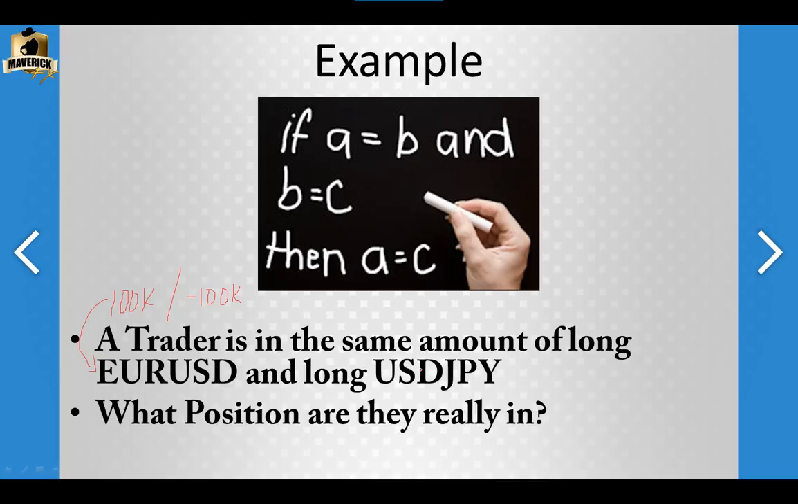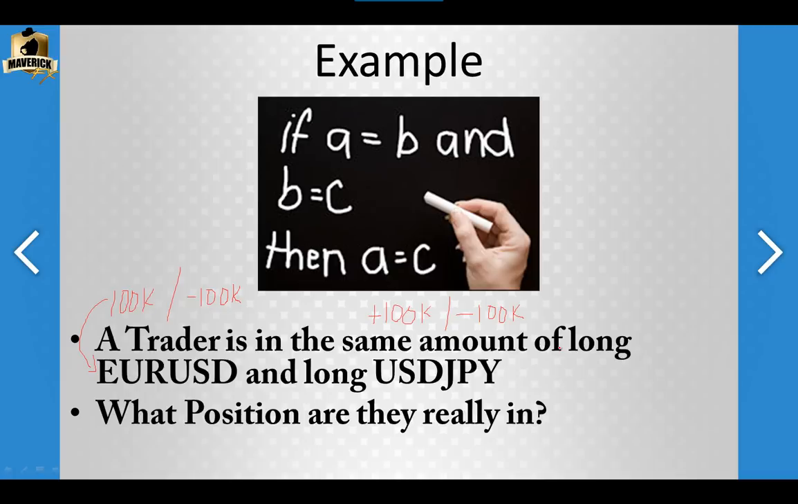Now they're holding the same amount of long US dollar Japanese yen. So over here, they're holding 100,000 long of dollars, and they're holding 100,000 short of yen. Okay. If A equals B and B equals C, then A equals C.